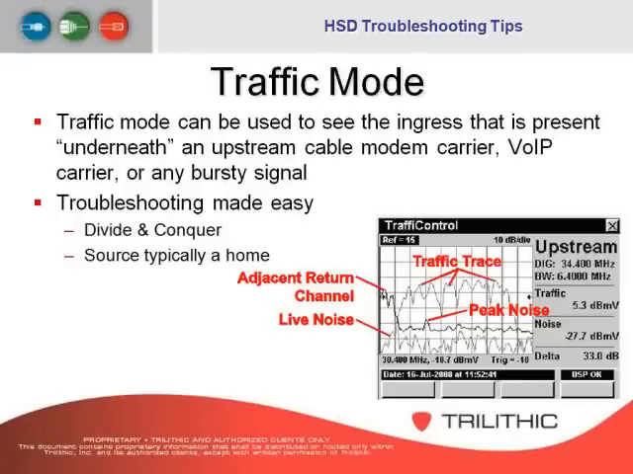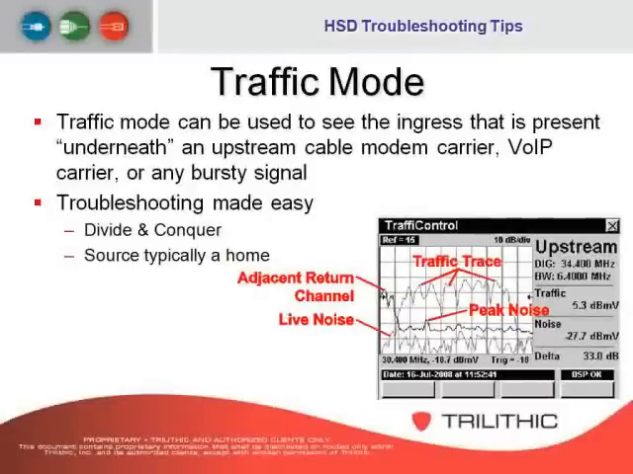The traffic mode display shows three traces: a traffic trace, a live noise trace, and a peak noise trace. The traffic trace, which is in gray, shows the last captured signal containing traffic. The live noise trace shows the last captured signal without traffic. And the peak noise trace, which is in black, shows a persistent peak hold of the noise trace. So that's what's happening underneath that modem burst.